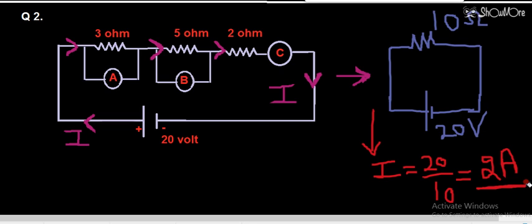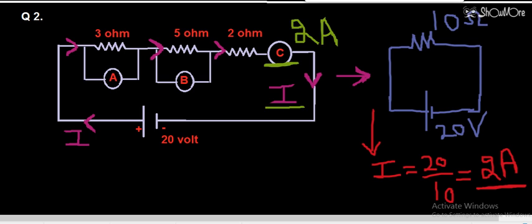Now the next step is to find the reading of C. Because it is an ammeter and it is measuring the value of current I, the reading of C will be equal to 2 ampere. It is an ammeter and the reading of this ammeter will be equal to 2 ampere. I hope the step is clear. We have calculated the reading of device C.